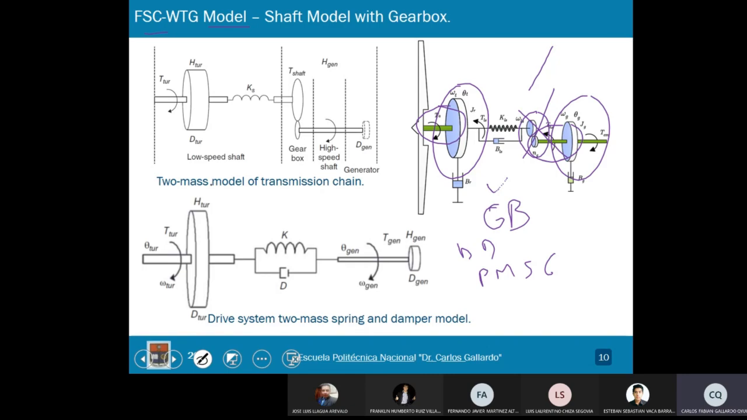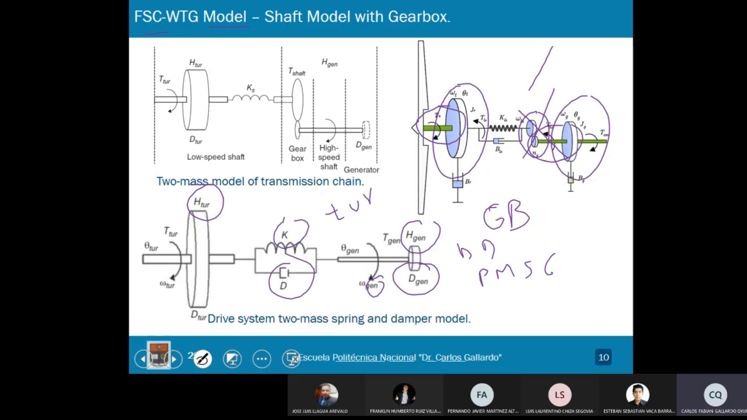Therefore, this is the inertia. The bigger mass corresponds to the inertia of the wind turbine rotor. Here I have the generator, and the smaller mass corresponds to the inertia of the generator. Here I have a constant K, the rigidity coefficient of the wind turbine. D is the damping coefficient, and here D of the generator. The subscript T means the turbine, and the subscript J is for the generator.